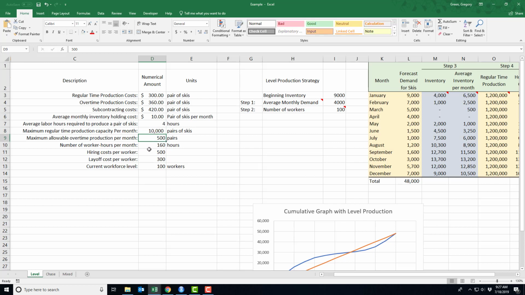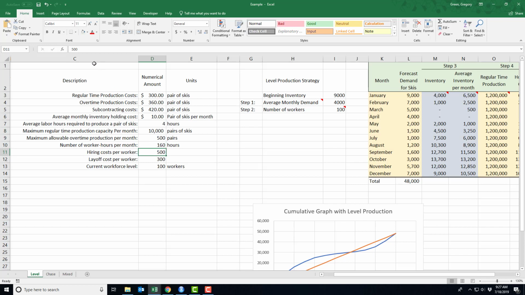How much overtime is allowed per month? This is a policy-based issue. This is what the company allows. Number of worker hours per month. So you look at that, that's 4 weeks at 40 hours a week. So pretty standard, but also something that you know through company policy.